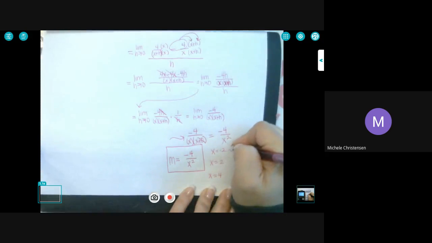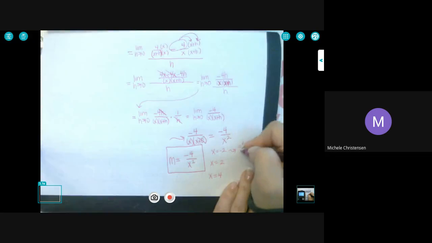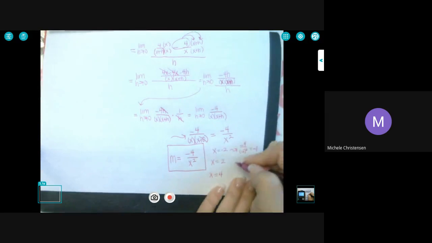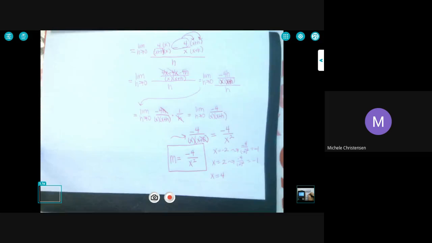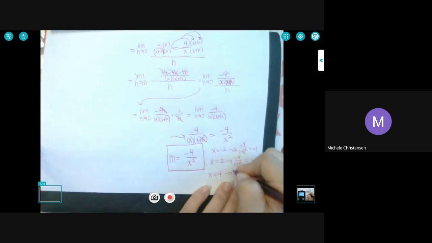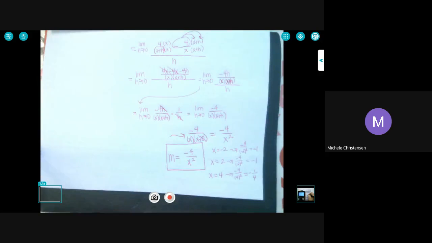So the slope at -2 would be -4 over -2 squared, which is -1. At +2, -1. At 4, -4 over 16 is what? -1/4. Okay, so in a matter of seconds, I just found the slope for 3 different tangent lines because I had this general expression for the slope.